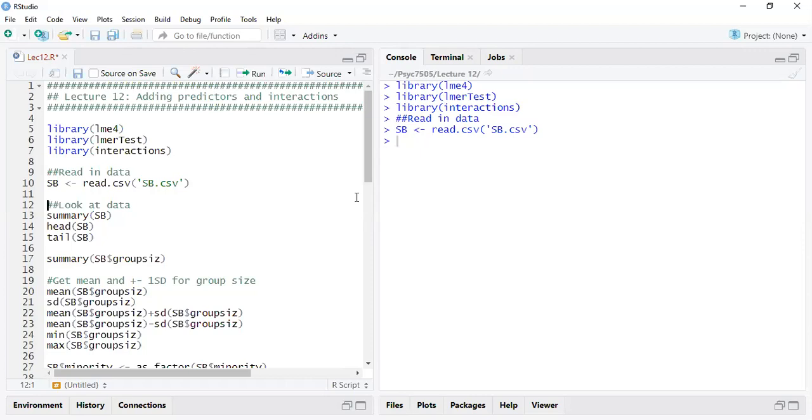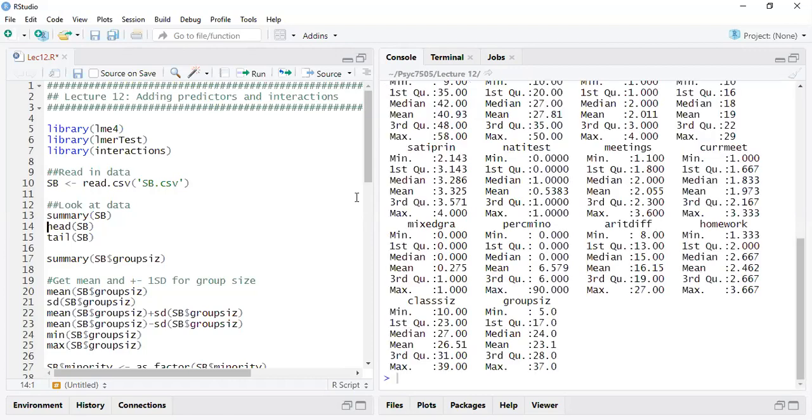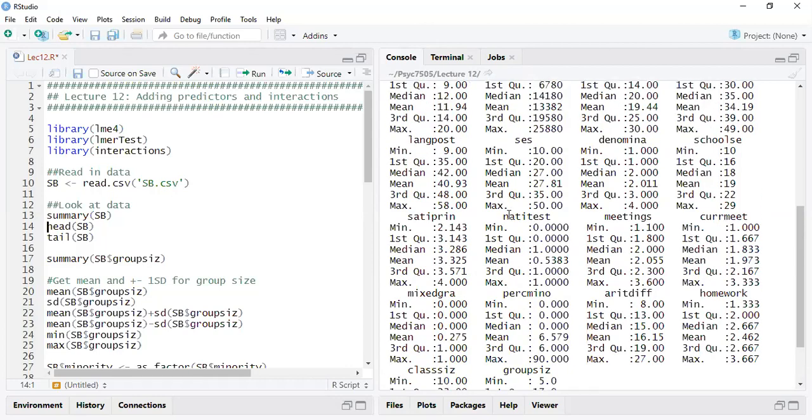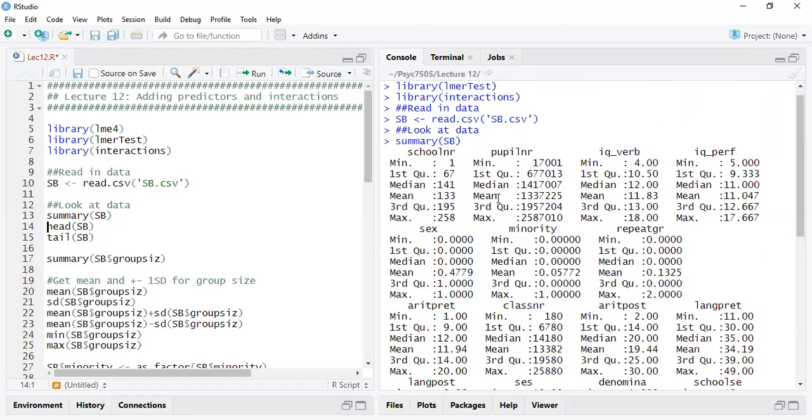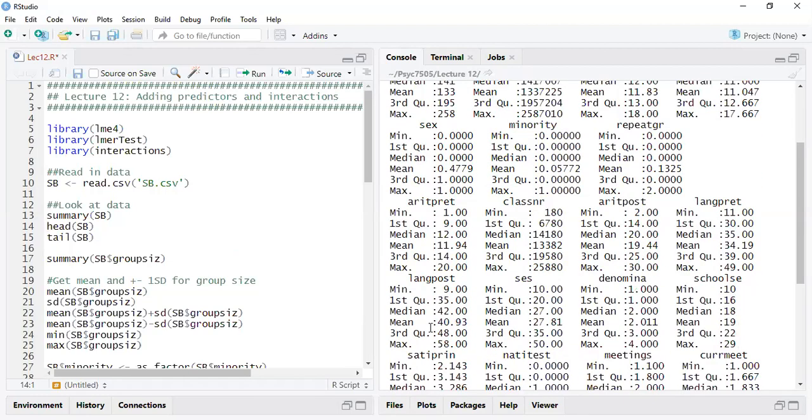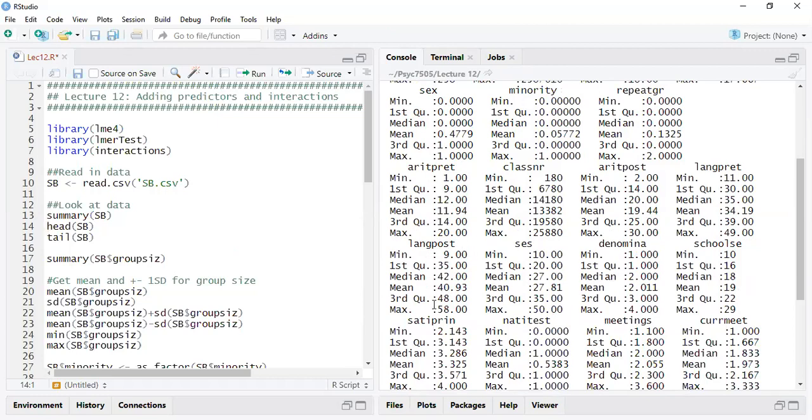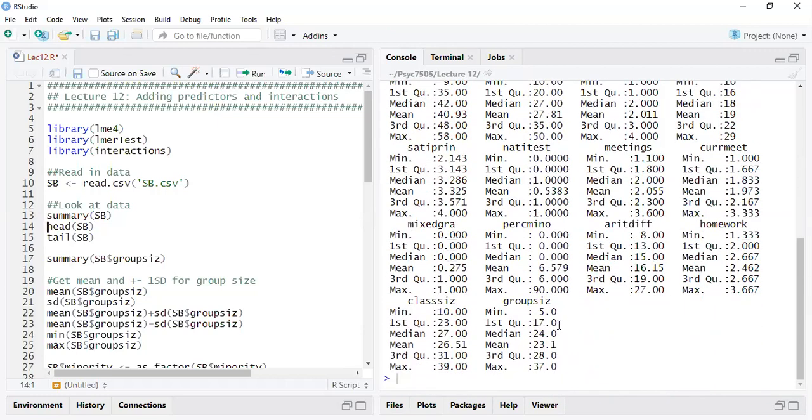As a reminder, this is students nested within schools. This is where we have the language test scores and verbal IQ. We can look at a summary of the data. There's a lot of information we're interested in. Specifically, in our case, we need school number, our level 2 identifier. Verbal IQ is our predictor. Language post-test scores are our outcome variable here. And then group size is going to be our moderator.